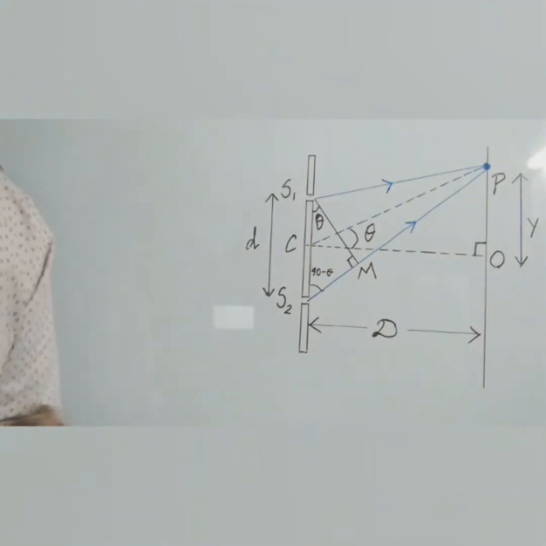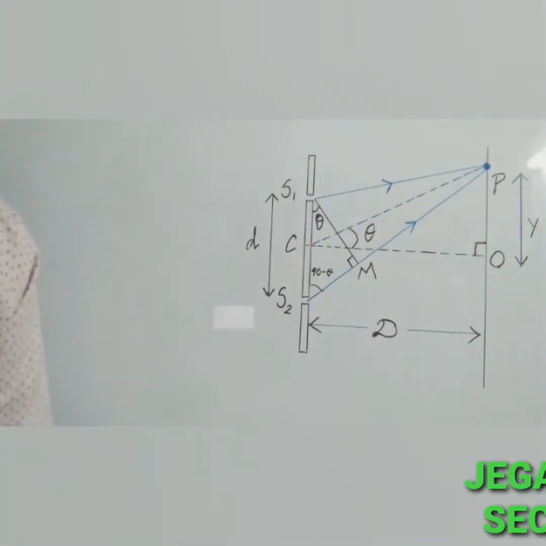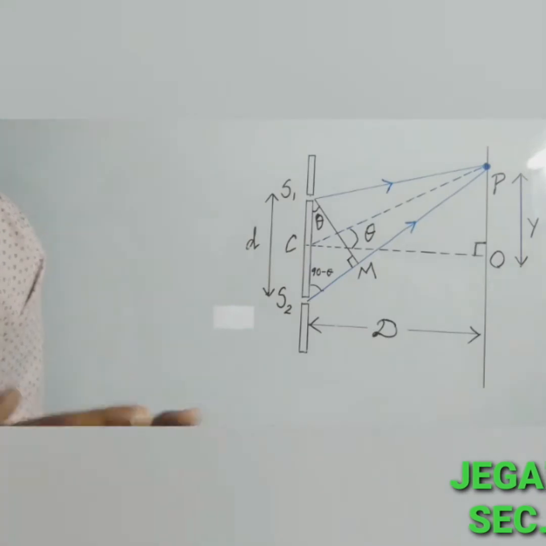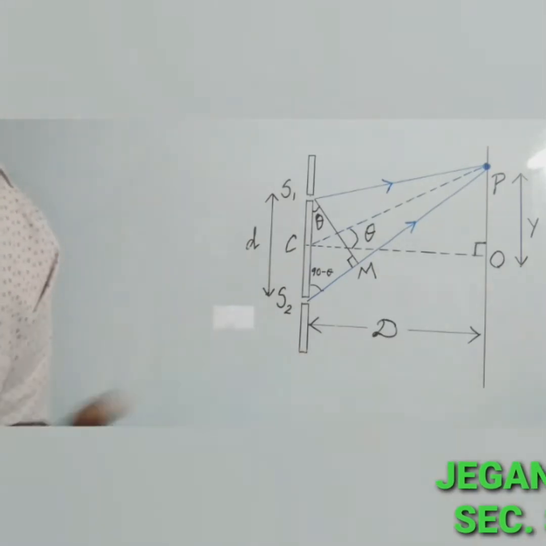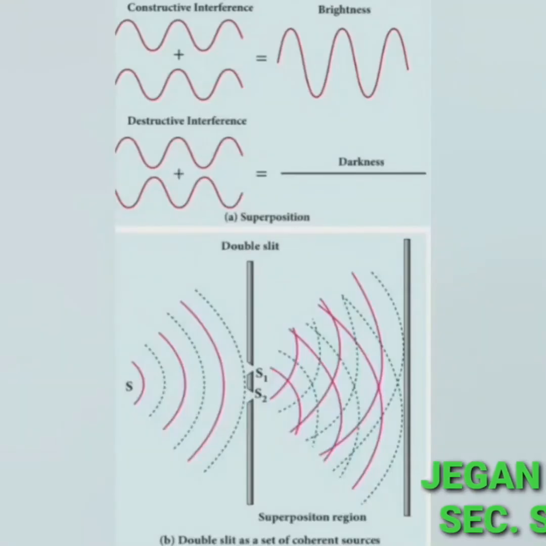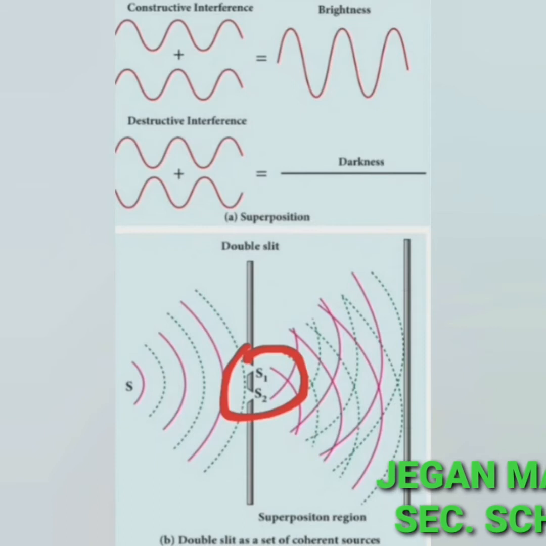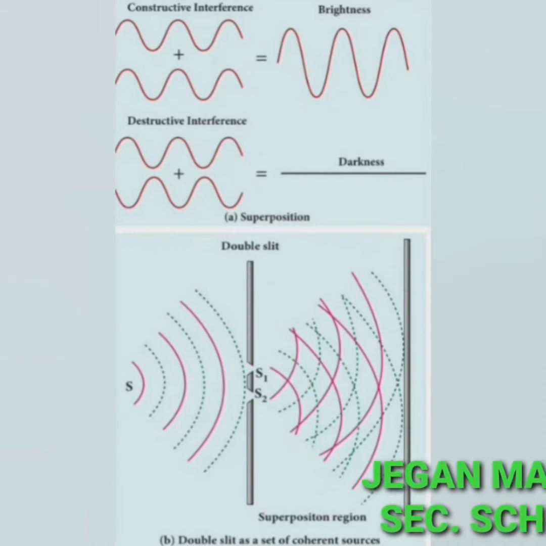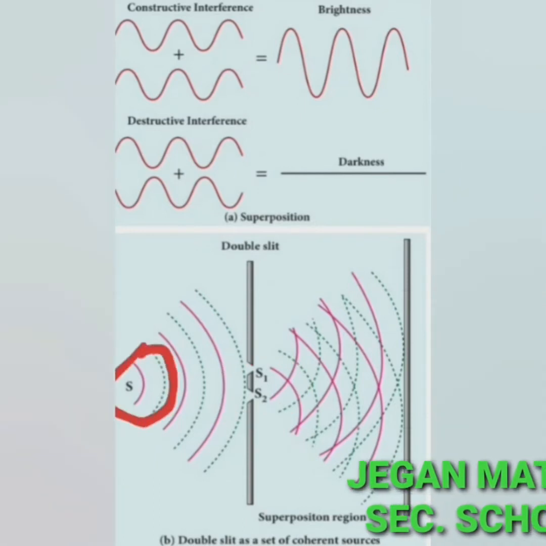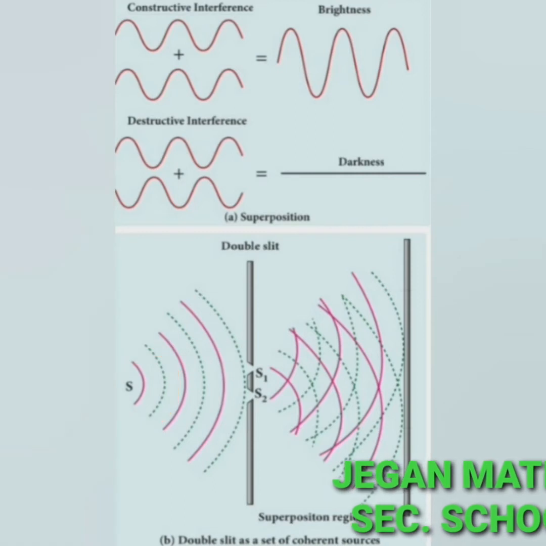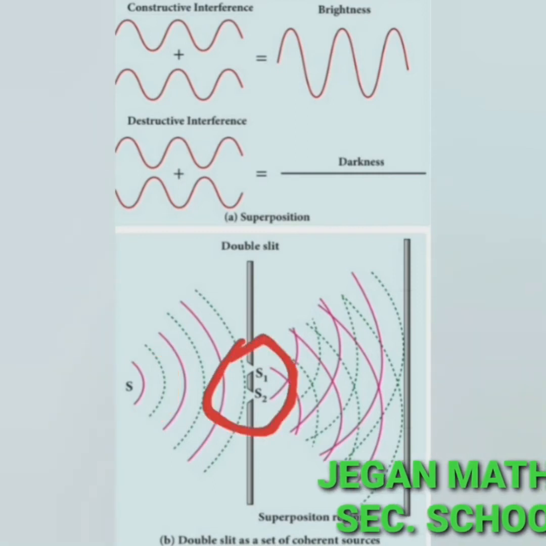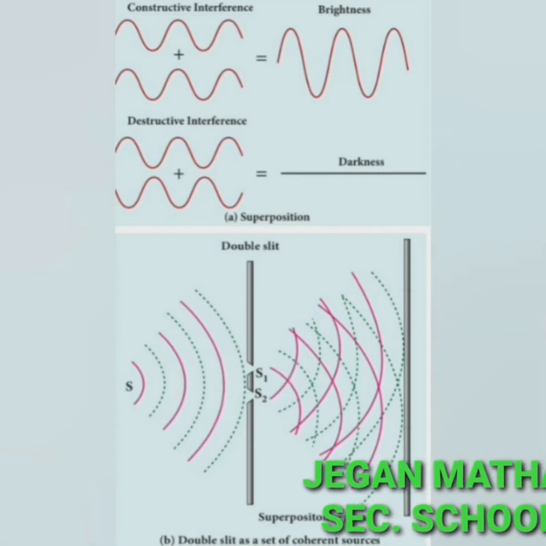Hi students, in this video we are going to discuss double slit as coherent sources and Young's double slit experiment. Double slit uses the principle of wavefront division. Two slits S1 and S2 are illuminated by a single monochromatic source S. These two slits act as two coherent sources.